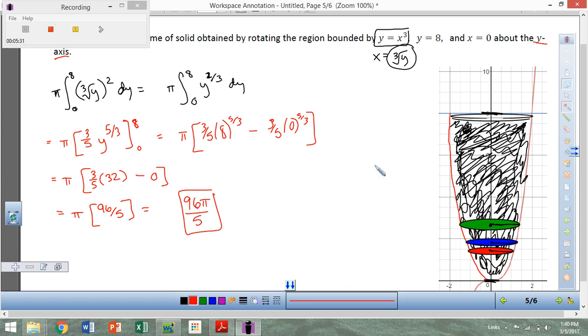Again, it's a volume. If you want to say cubic units, that's what you would go with. But we're done. Okay, so that's if we revolve about a vertical line like the y-axis. It's going to be in terms of y. I'm going to integrate with respect to y. But it's essentially the same disk method as before, just with y's instead of x's.